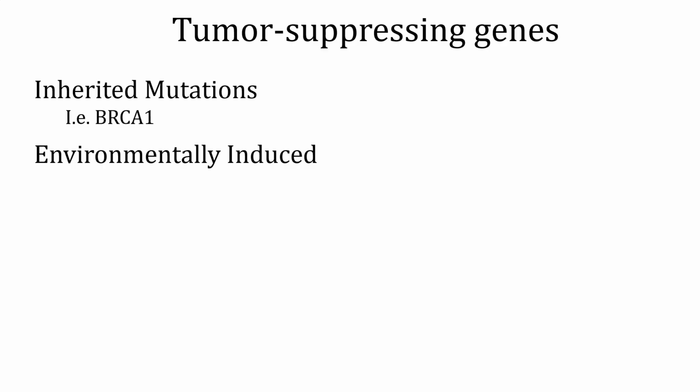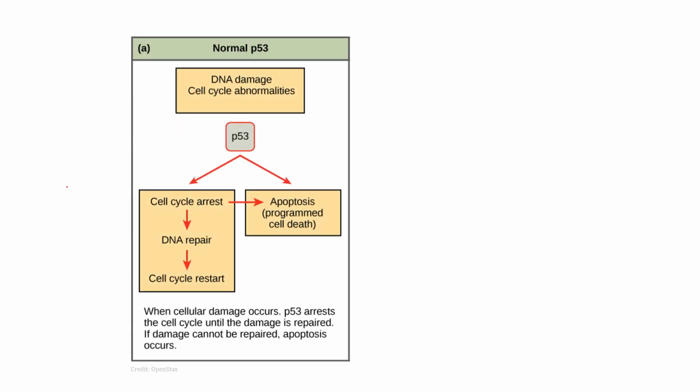A pretty common tumor suppressor gene mentioned in this respect is the P53 gene, which codes for the P53 protein. Just to illustrate again how this works, if there is DNA damage and there are cell cycle abnormalities, this protein should detect those. And then there are two options. First, it will just stop the cell cycle. It will freeze it. And if DNA can be repaired, it will be. Then, once it is repaired, the cell cycle can restart.